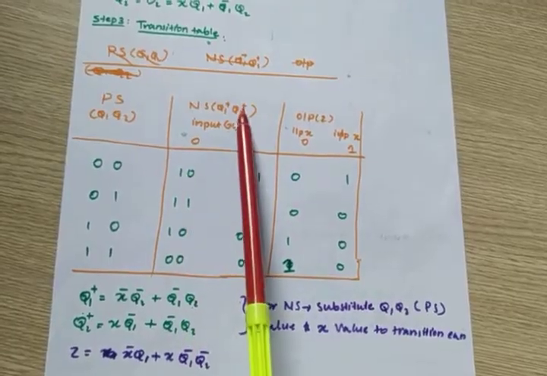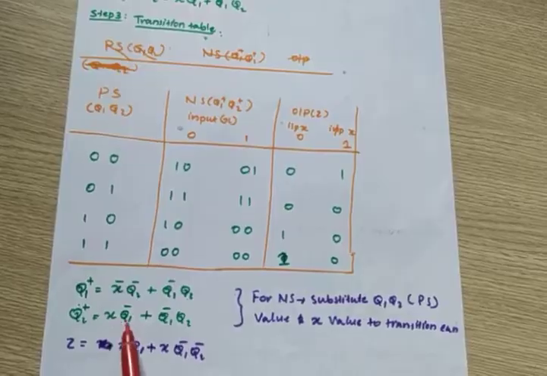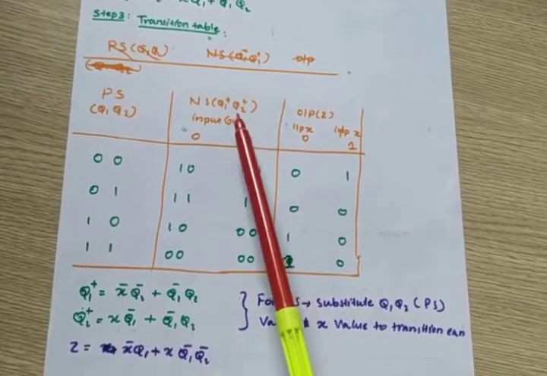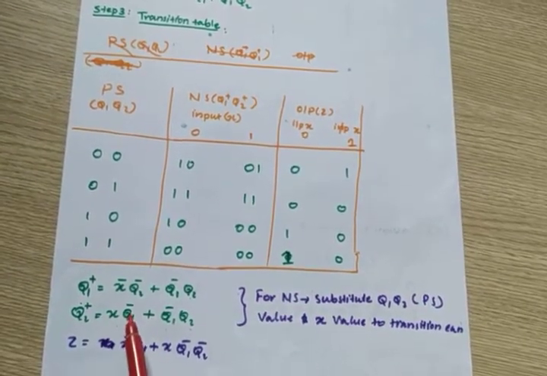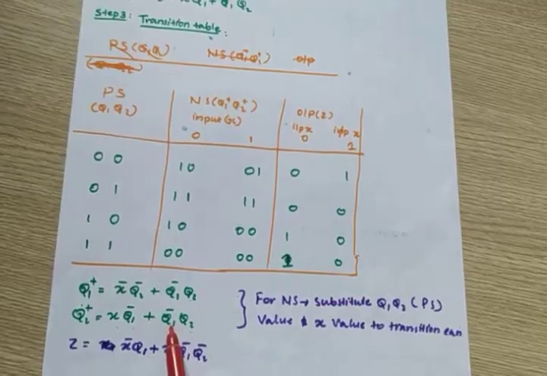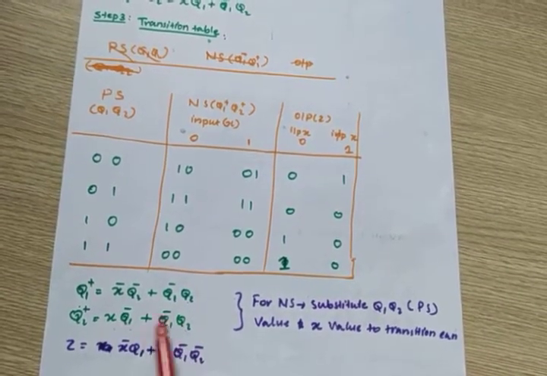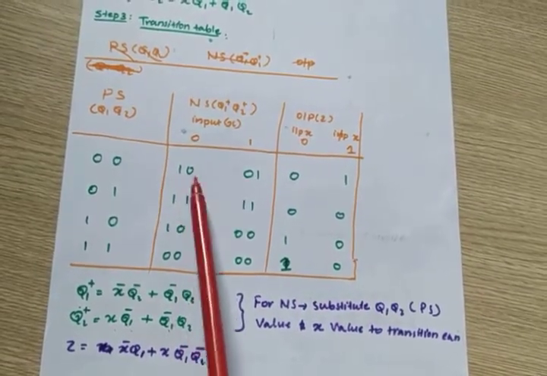Next, what is q2 plus for 0 input? q2 plus is x q1 bar plus q1 bar q2. Here the input is 0, so x is 0, so this term is 0, and here q1 bar is 1, q2 is 0, so this term is also 0. 0 plus 0 is 0, so that's why it is 0 here. So for 0 input we wrote this.